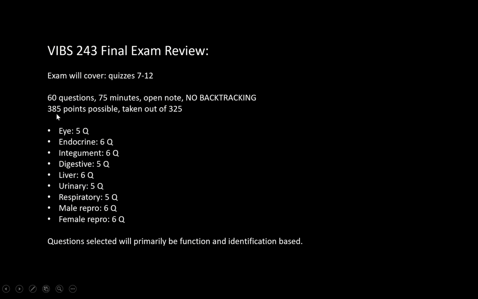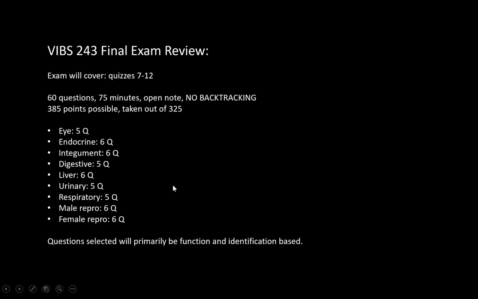Just like your midterm, it's going to be taken out of 325, right? That's what it says in your syllabus. But there will be 385 points possible. Okay, so that's a 60-point cushion. So you can get those extra 60 points, but that's not an automatic 60 points, right? You don't just get those 60 points. You obviously have to get those questions right to get those extra points. But the possibility of earning those points is there for you guys, okay?